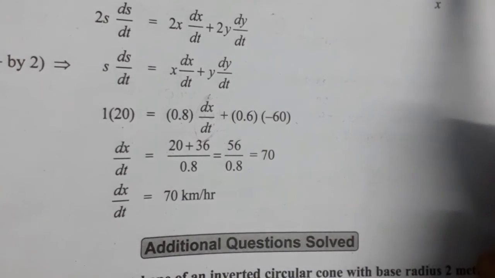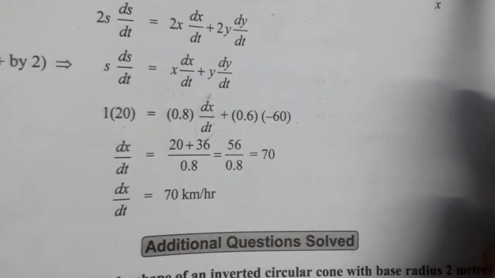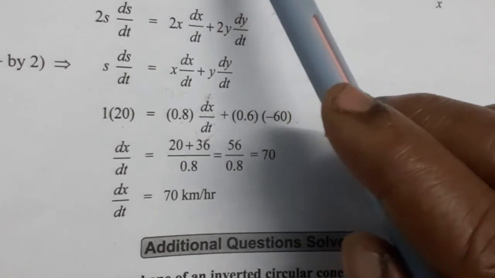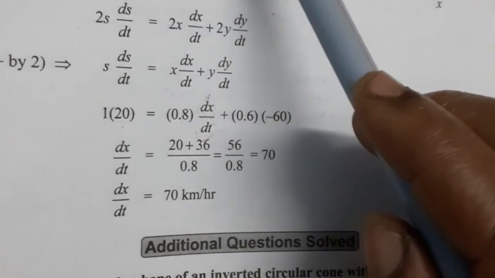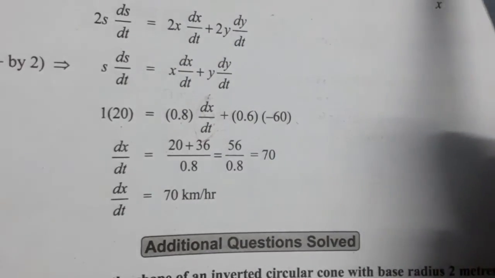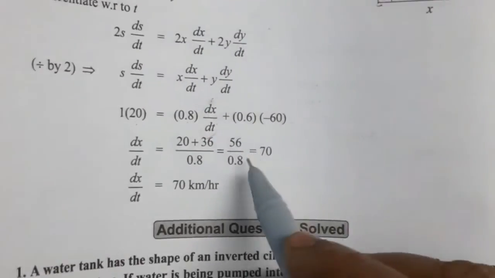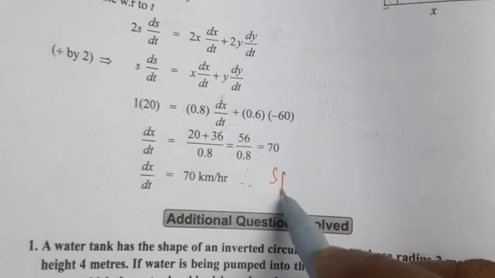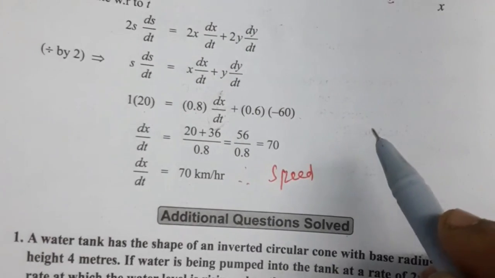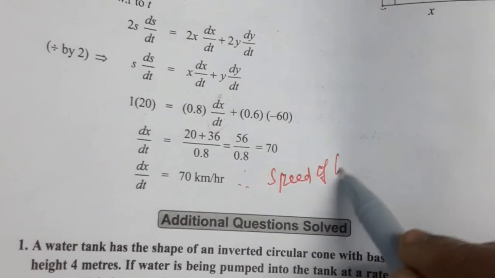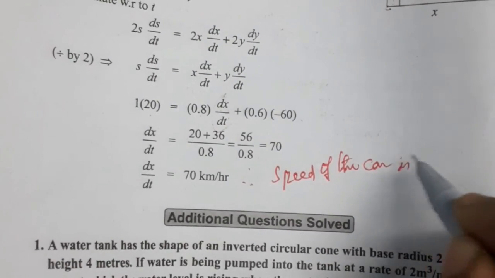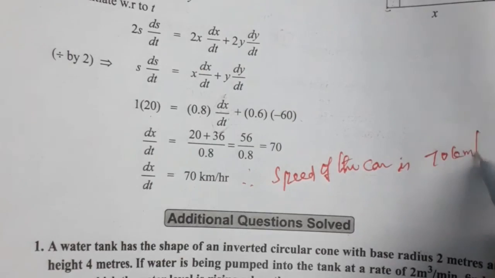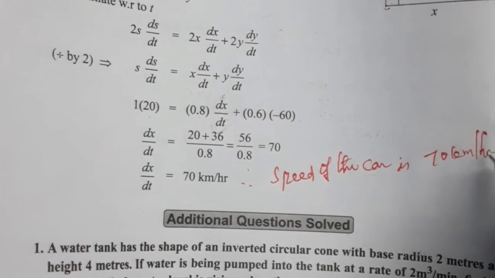What is the speed of the car? If the jeep is moving at 60 km per hour, the speed of the car is 70 km per hour. Therefore the speed of the car is 70 km per hour.